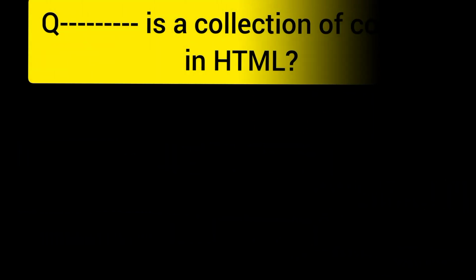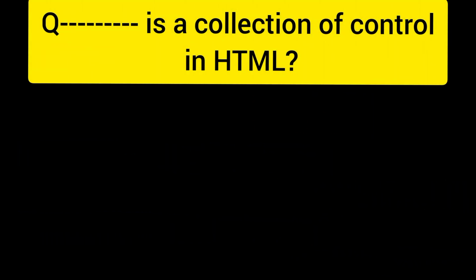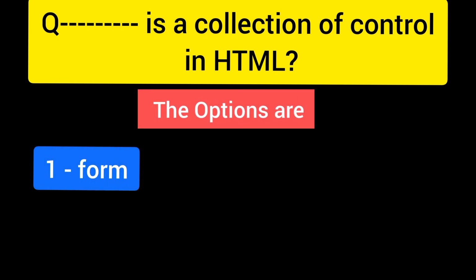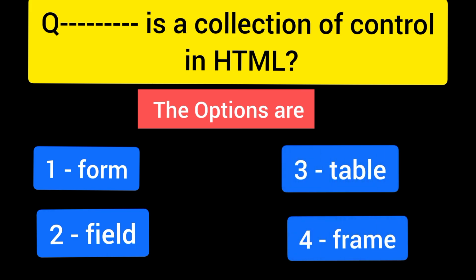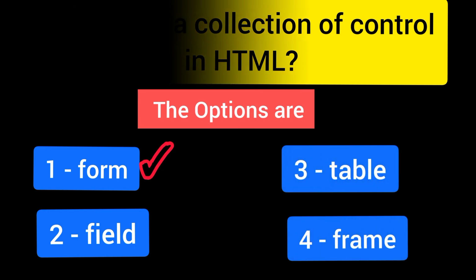Question number 24, is a collection of control in HTML, and the options are option number 1 form, option number 2 field, option number 3 table, option number 4 frame, and the right answer is option number 1 form.